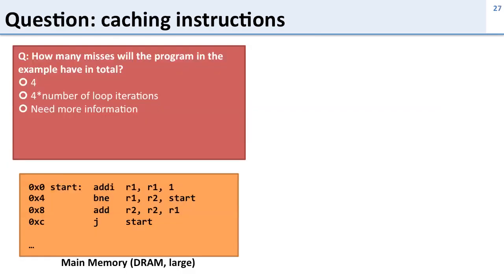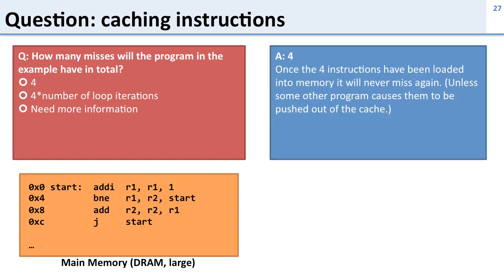So how many misses will the program in the example have in total? Well, it's going to have 4 misses in total. We have 4 instructions, and once we've gone through all 4 instructions and loaded them into the cache, we're never going to miss again. Well, we'd miss again if another program or something else pushed them out of the cache, but by itself, once this program has loaded all 4 instructions, it's never going to miss.